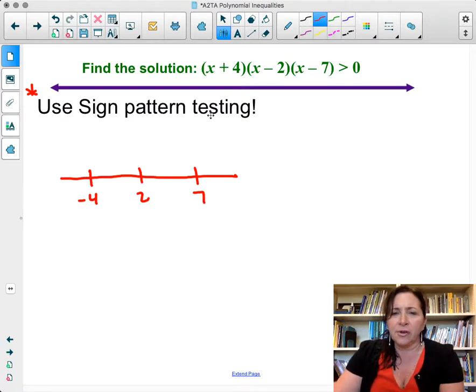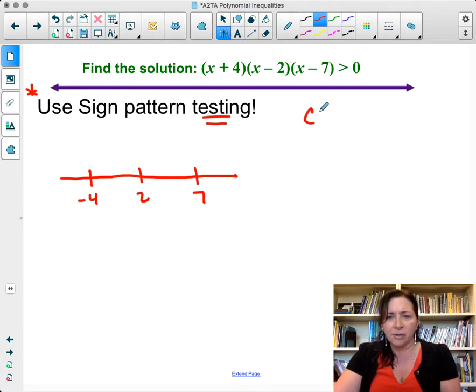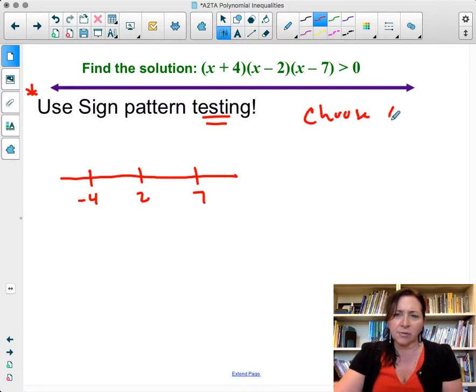And now you're going to do a test. You're going to pick a number. Personally, I always choose 0. 0 is easy to plug in. You get an answer fairly quickly. It's a good choice. So if I were to plug 0 in, that's going to be in between here and here. So this is the value of 0.